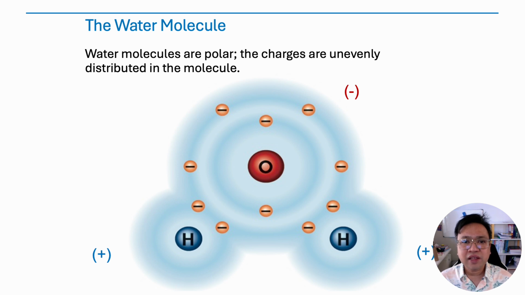This means the electrons will spend more time around the oxygen atom than the hydrogen atoms. In water, electrons spend more time around the oxygen atom, making it partially negative, while the hydrogen atoms become partially positive. This polarity gives water its unique properties essential for life.